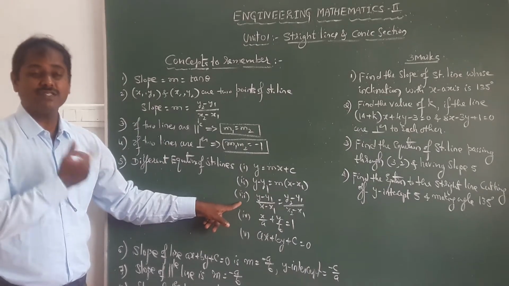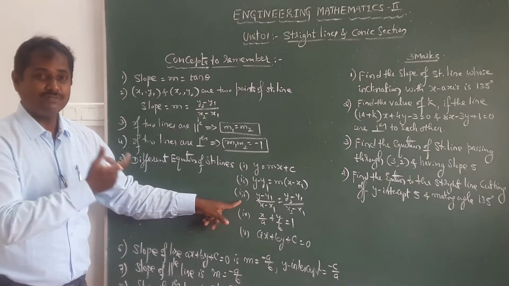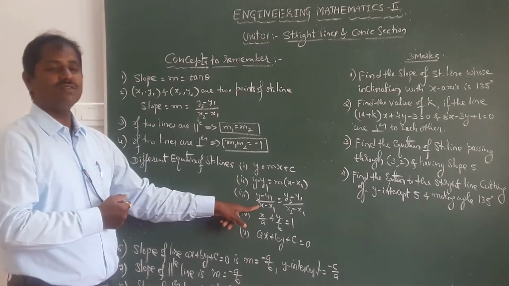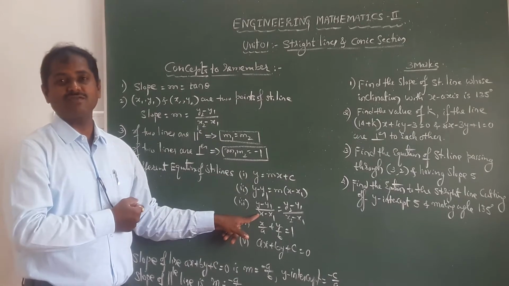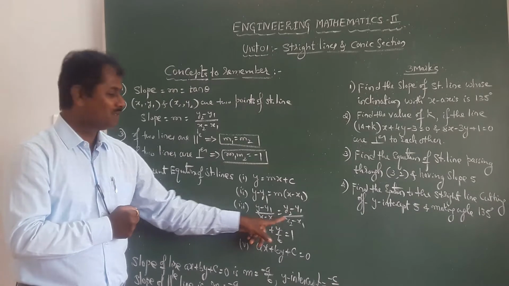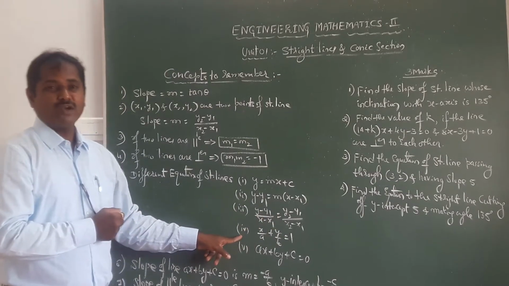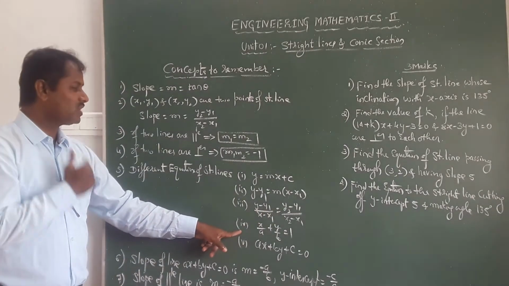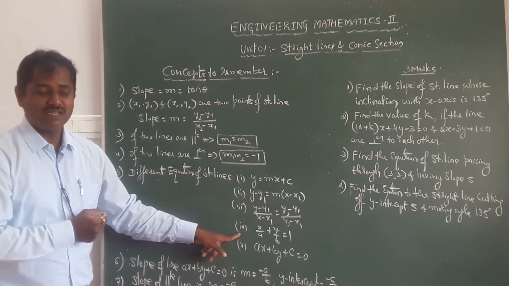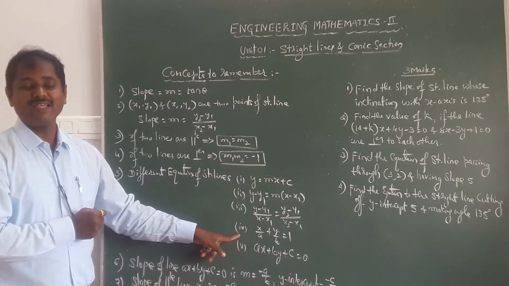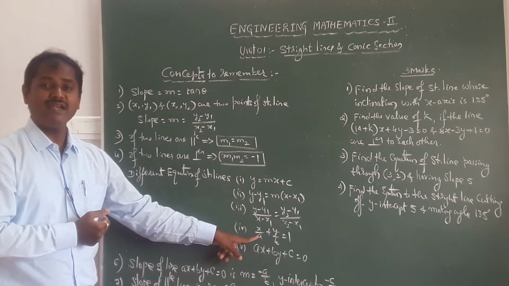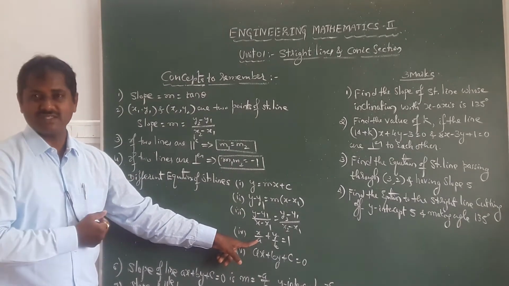Similarly, if 2 points are given, then the equation of a straight line can be found out by using this formula, which is y minus y1 divided by x minus x1 is equal to y2 minus y1 divided by x2 minus x1. And the fourth point is, if the intercepts of a straight line are given, then its equation can be found out by using this formula x by a plus y by b is equal to 1, where a and b are the x and y intercepts.